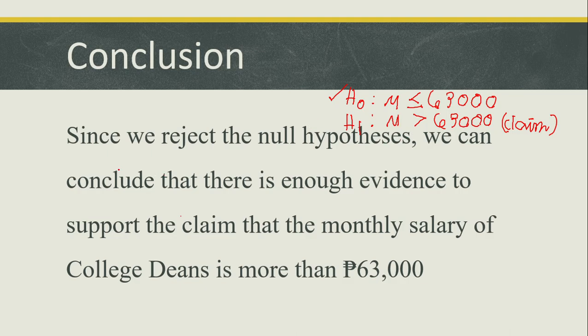Oh, so, ito na yung conclusion ko. So, since we reject the null hypothesis, we can conclude that there is enough evidence to support the claim. Ano ba yung claim? That the monthly salary of college dean is more than 63,000. So, ganyan po natin sasagutan yung example number one. Question.